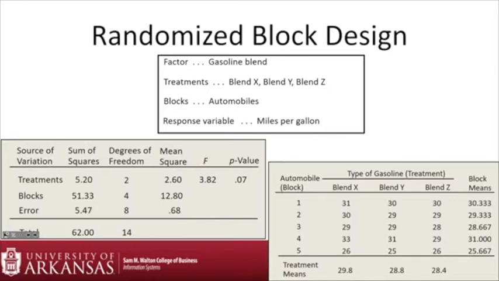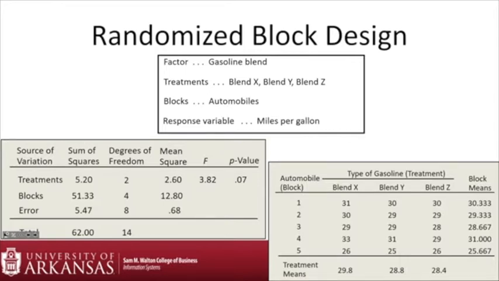Now I'm going to block, and I'm going to say, okay, I'm going to have 3 large SUVs in my group, and I'm going to randomly assign those 3 large SUVs. And then I'm going to have 3 small SUVs. I'm going to randomly assign those 3 small SUVs. A mid-sized car, a tiny car, and a hybrid.